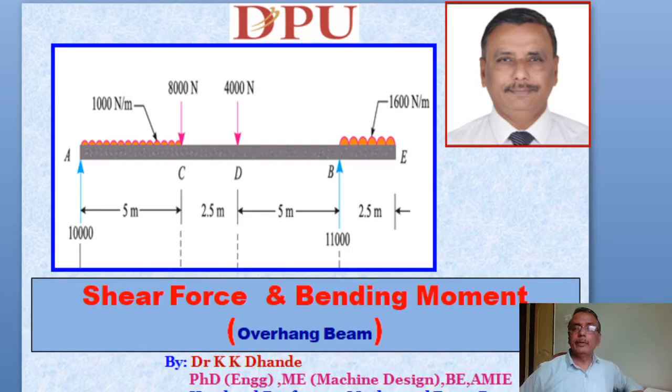Hello friend, in today's session we are going to see the numerical on an overhang beam when subjected to a uniformly distributed load and a point load having an offset distance. In this numerical we have to calculate its shear force diagram, bending moment diagram, and also the point of contraflexure. Now let's see the numerical.